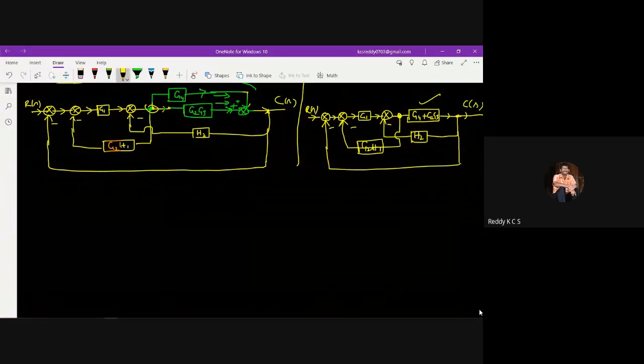So if I shift this, I can shift this summing point towards this side and then interchange. So the summing point can be moved to this side, or the takeoff point can be moved to the right side. So it can be done in two ways.